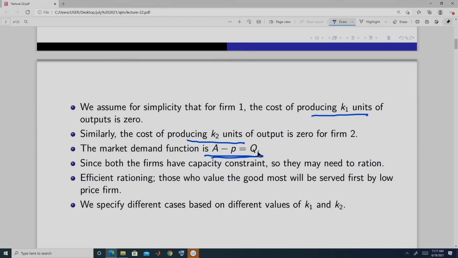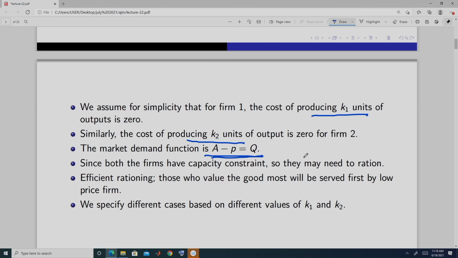It is a linear straight line which is downward sloping. Okay? Since both the firms have capacity constraints, they may need to ration. What do we mean by ration? Suppose the demand is 10 units and firm 1 can produce 5 units, firm 2 can produce 3 units. So, they can produce only 8 units, but the demand is 10. So, 2 units cannot be met, cannot be supplied.